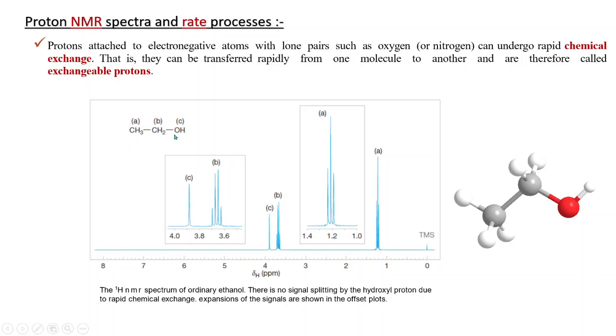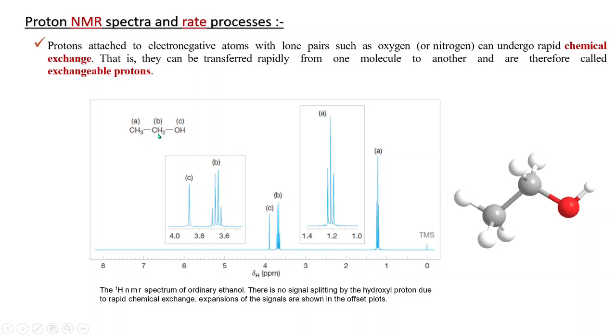When we take ethanol, actually some water molecules are also there in that ethanol. So there will be a rapid proton exchange between ethanol and water molecules. What happens is that this proton is somewhat detached from the oxygen. That's why it won't couple with this proton B.